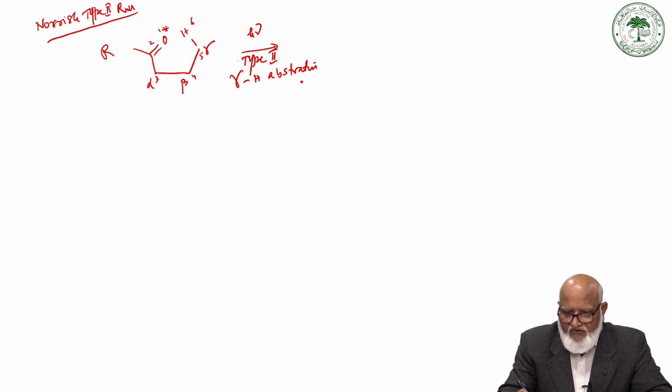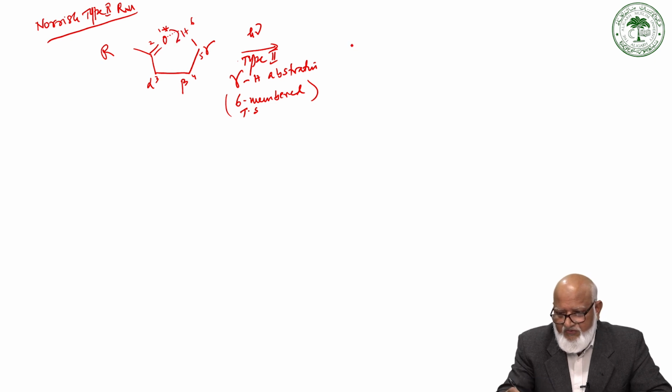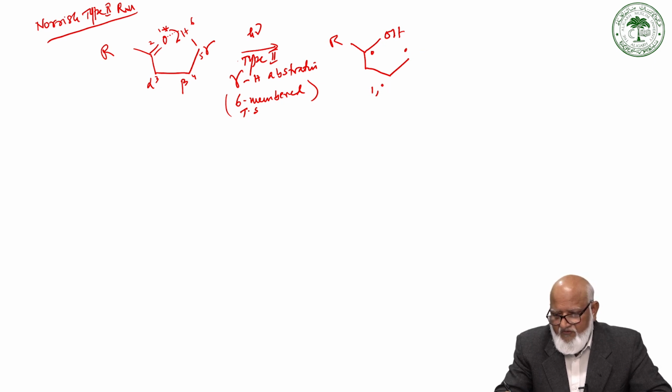And then it gives a 1,4 diradical. But here, what we see is the formation of a 6-membered transition state, 1, 2, 3, 4, 5, 6. The six-membered transition state is formed. The excited carbonyl will abstract this hydrogen and goes to C-OH. So we have R, and then we have a radical like this, a 1,4 diradical is formed.